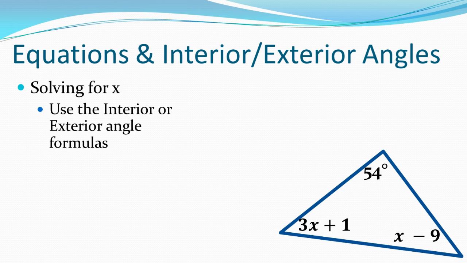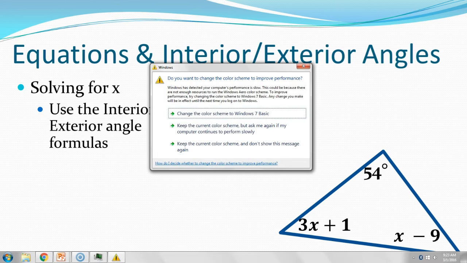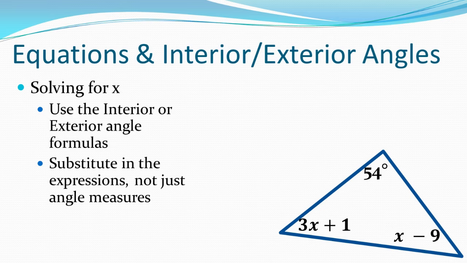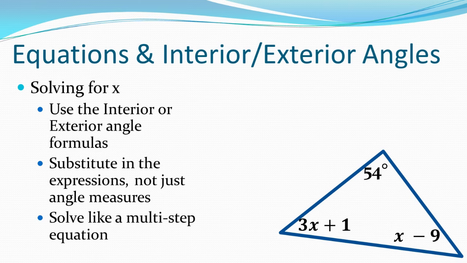So I know that in this case, all three of those interior angles have to add up to 180 degrees. Whether there's variables in there or not, whether I'm given angle measures or expressions, no matter what, it adds up to 180 degrees. I just need to employ some algebra skills in order to solve for my values. So I substitute in the expression, not just angle measures. And then you use multi-step equation skills to solve. So let's try this one.